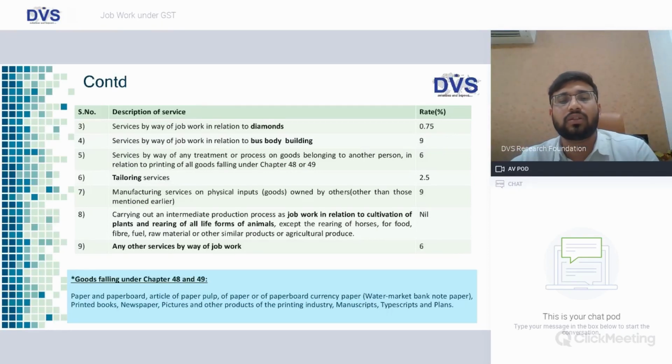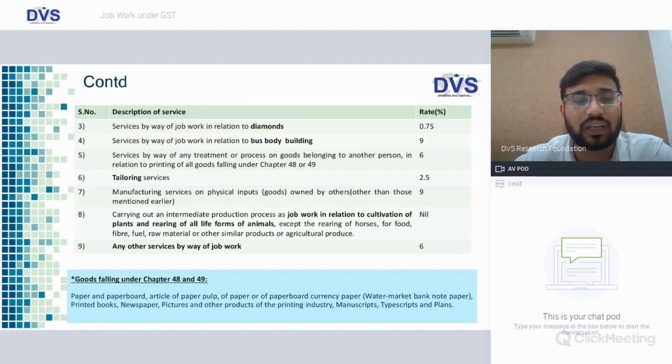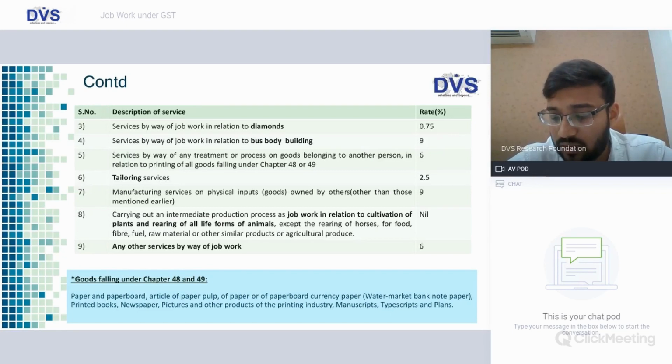Carrying out an intermediate production process as job work in relation to cultivation of plants and rearing of all life forms of animals except rearing of horses, for food, fiber, fuel or other similar products or agricultural products, it would be nil. Any other services by way of job work, 6%. So if it is not falling within the services mentioned here, it would be 6%.